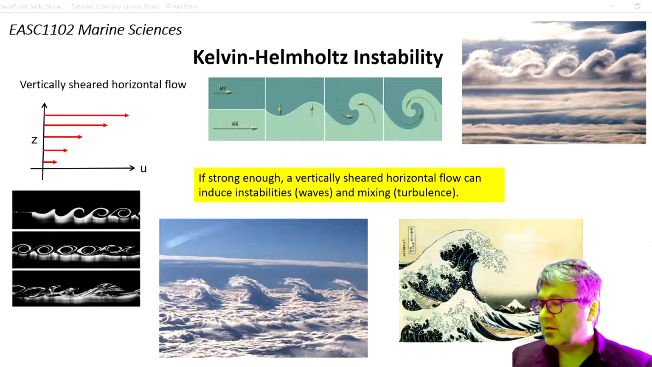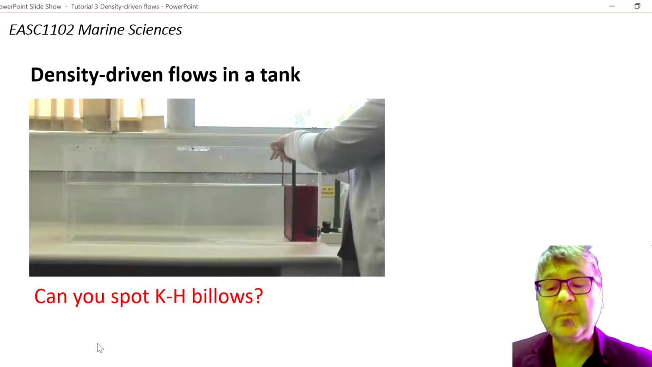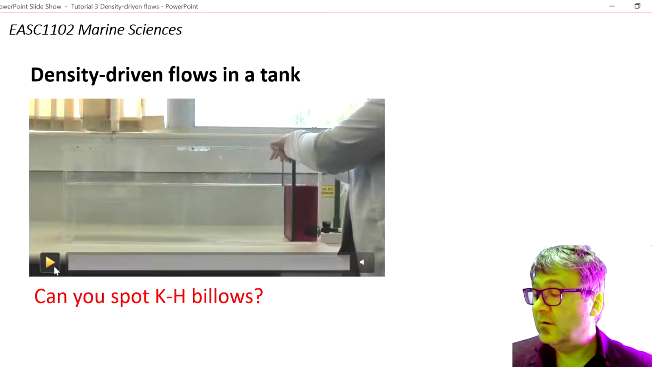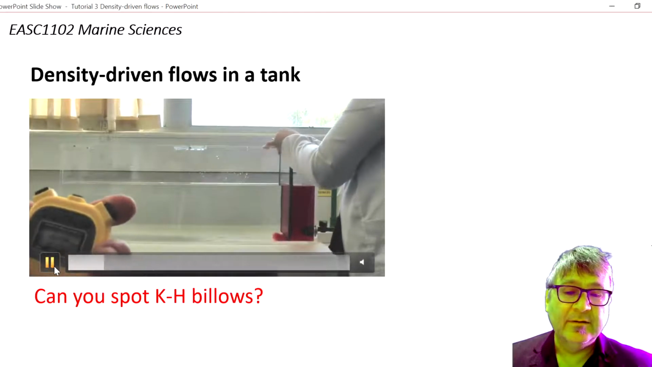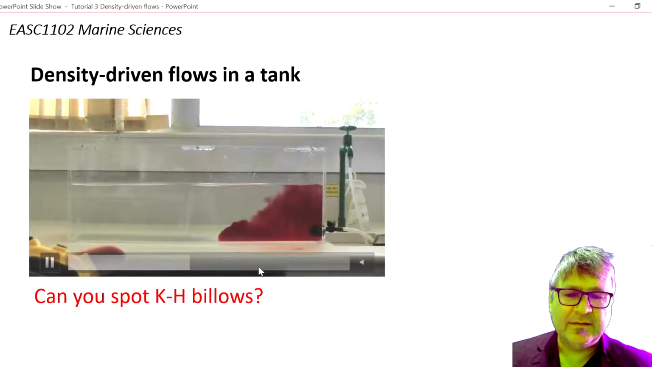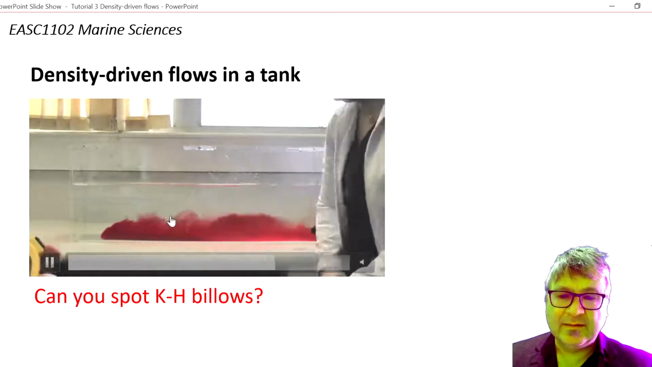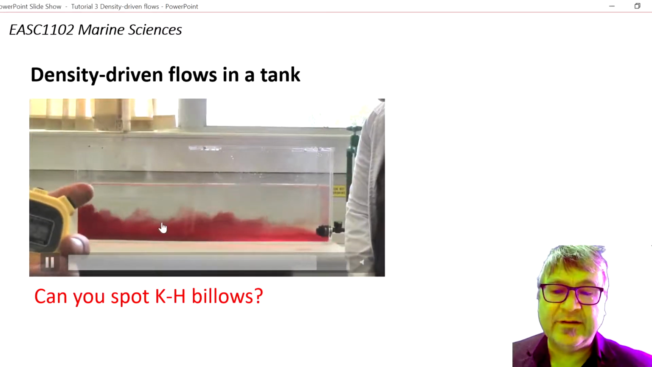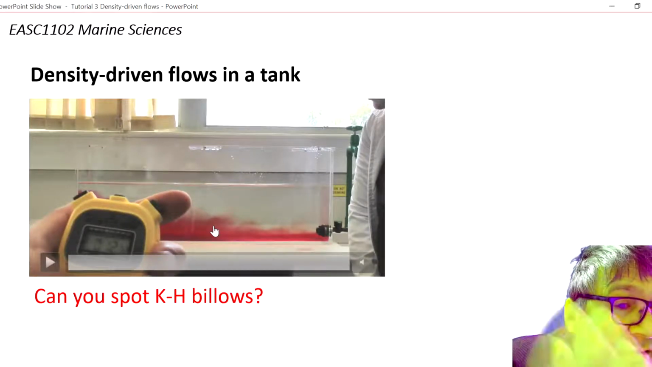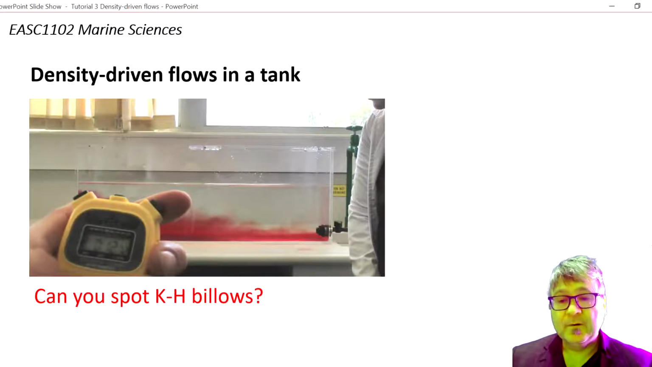All right. So let's move and have another look at one experiment with red color. Can you spot Kelvin-Helmholtz billows? Can you spot them? Let's get started. Okay. Can you see them? Can you see the billows? You see these elements, these little ones here? These are bigger ones. These are Kelvin-Helmholtz instabilities. And the dilution effect, the mixing effect, you can see because the intensity of the color actually decreases.